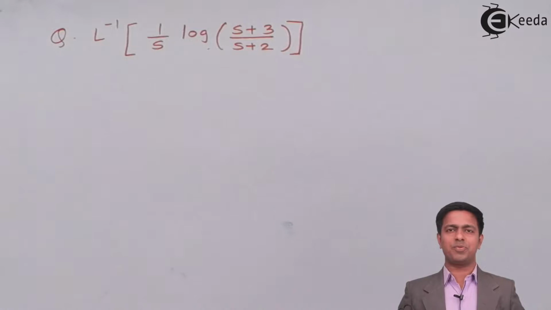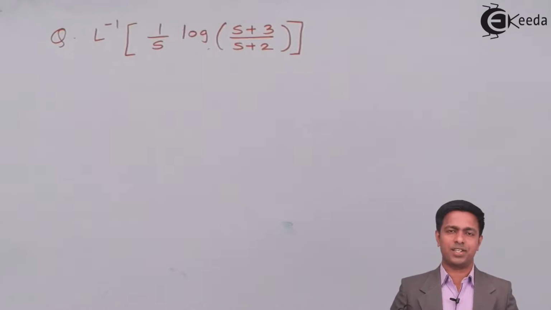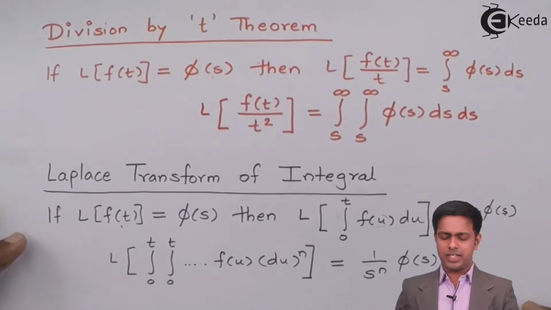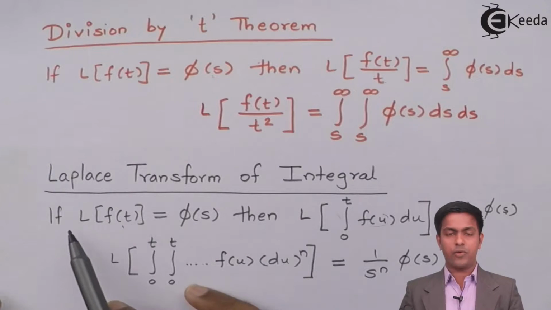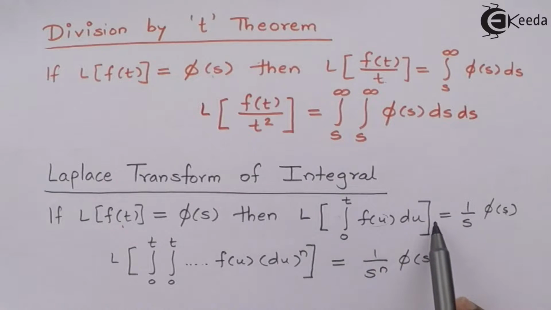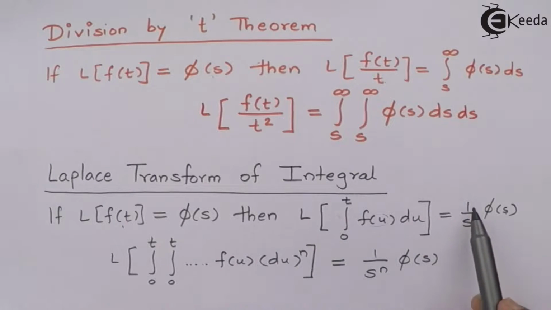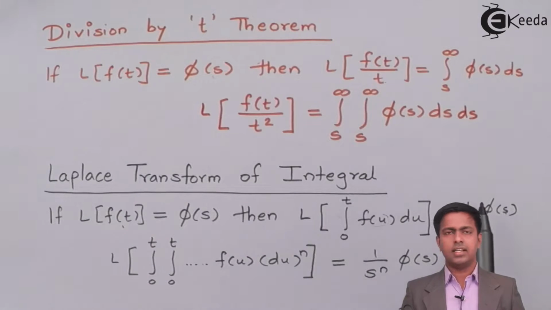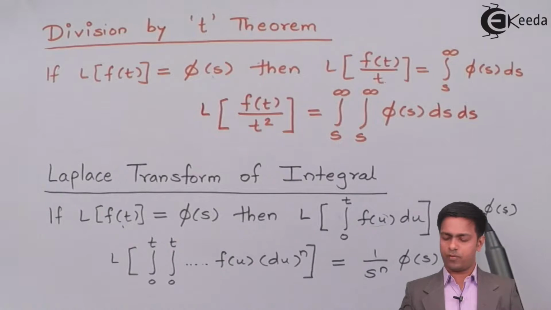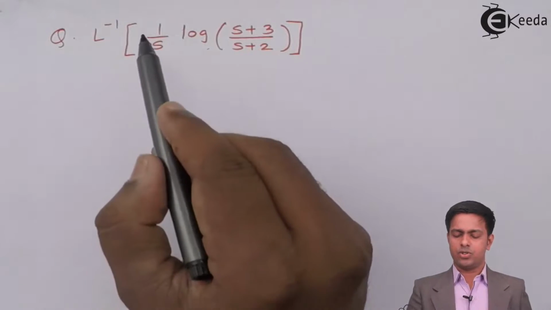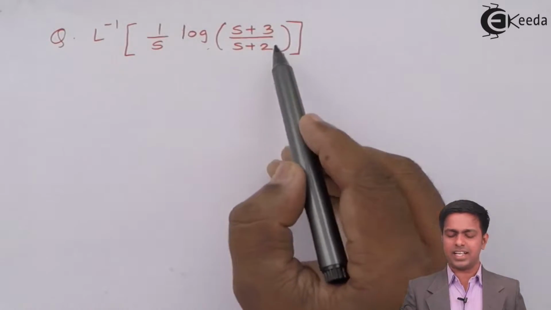And guys, it reminds me of one of the properties of Laplace transform, which is called Laplace transform of integral. So let's revise that property once again. As per the Laplace transform of integral property, the Laplace transform of the integral from 0 to t of f of u du, or f of t dt, is given by 1 upon s phi of s. And if I take this L to the RHS, that becomes Laplace inverse of 1 upon s into phi of s. And guys, that is exactly matching with this. So this is 1 upon s and I can call this phi of s.